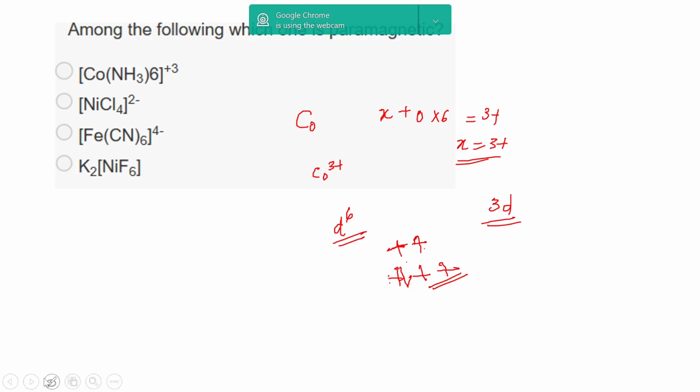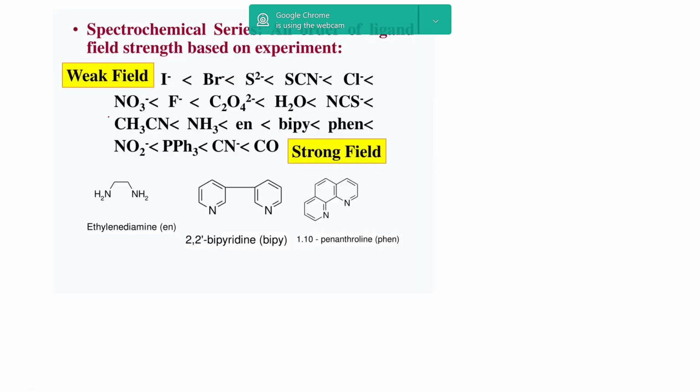Ma'am, is it a thing that the carbon and nitrogen bonded elements are strong ligands? No. If you look at here, one second.